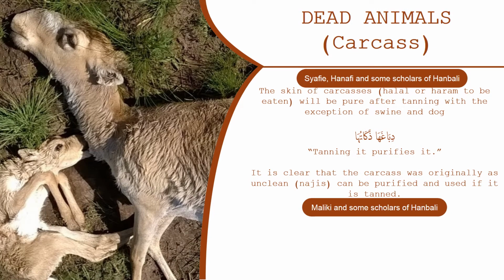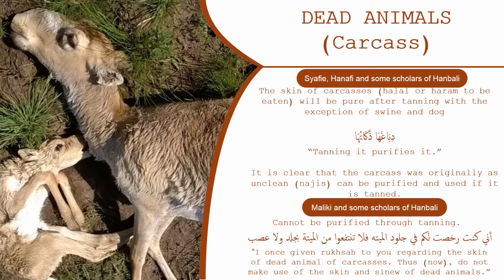Next, dead animals. According to the viewpoint of Shafi'i, Hanafi and some scholars of Hanbali, the skin of animal carcasses, whose meat is halal or haram to eat, will be pure after tanning, except the carcass of pigs and dogs. There is a hadith about the dead animals. The Prophet Muhammad replied, "Tanning it purifies it." It is clear that the carcass that was originally unclean, such as tiger, can be purified and used if it is tanned.